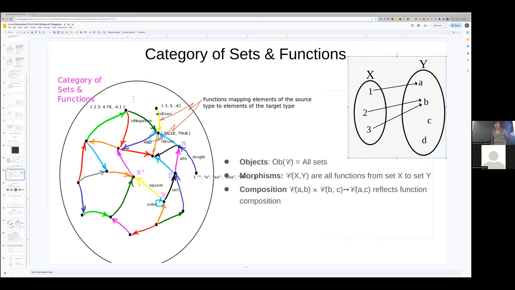So let's go ask, though, about the other unit law, because that was just one half, right? We said is even, right? F after identity on A equals F, right? So is even after identity on 3, 5, minus 4 equals is even, right? But the other side of it is what? You can just read it off. Is what?